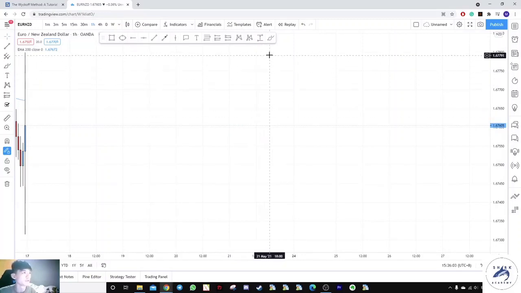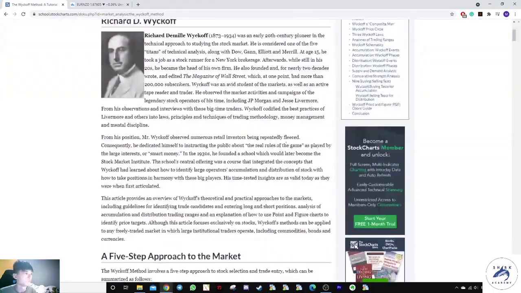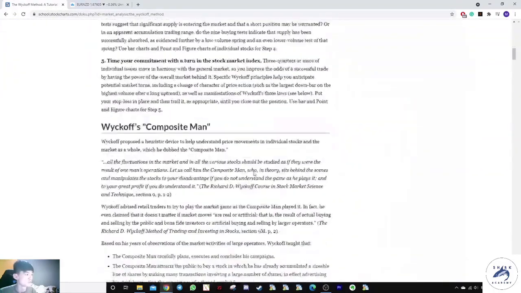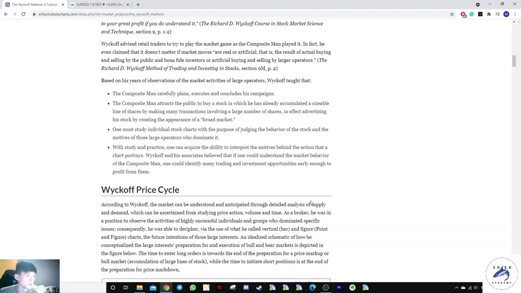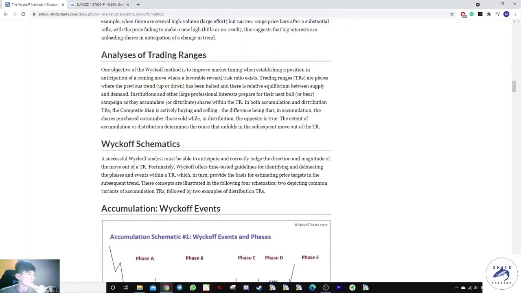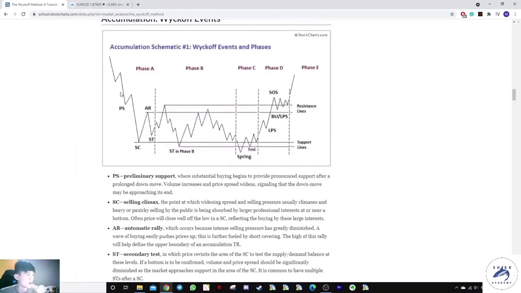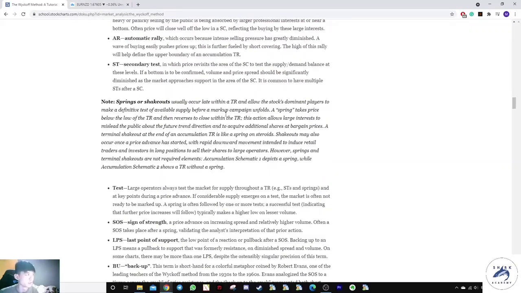The Wyckoff schematics. First of all, we have to give credit to Richard Wyckoff, who started the approach to this market, the composite man, in terms of the smart money traders who are trading bigger amounts of money as compared to retail traders. If you go through this link, which you can see on our Discord channel, you can actually see how prices are formed. For example, preliminary support, selling climax, automatic rally, secondary test, and so on. The specifics of all of these can easily be found in this document that I'll be sending you.